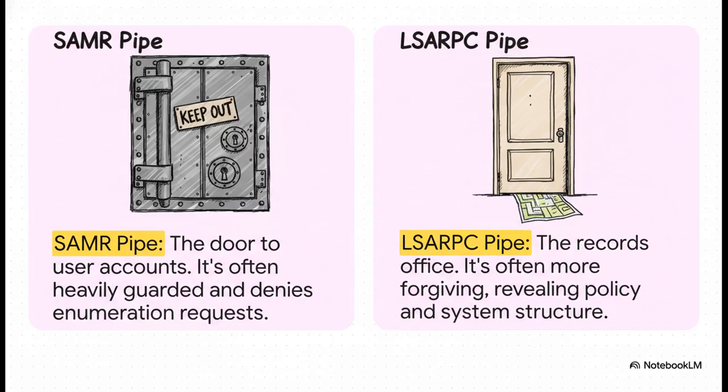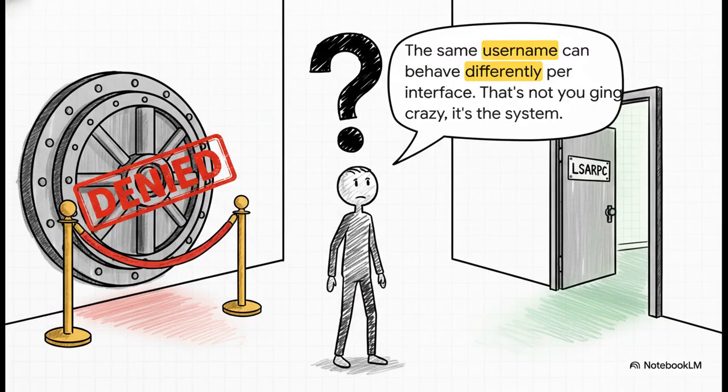But lsarpc, that's more like the public records office. It's often way more willing to give you a floor plan of the building, even if you just have a visitor's pass. And here is the part that trips up so many people. Your access level isn't universal across the whole system. You might be allowed into the records office, but completely barred from the accounts department. It's not a bug, and you're not doing anything wrong. It is literally how the security is designed to work.